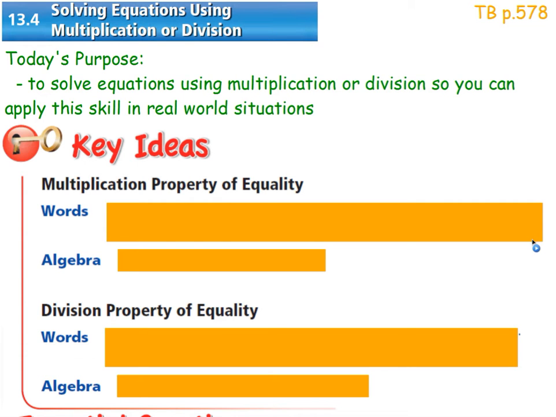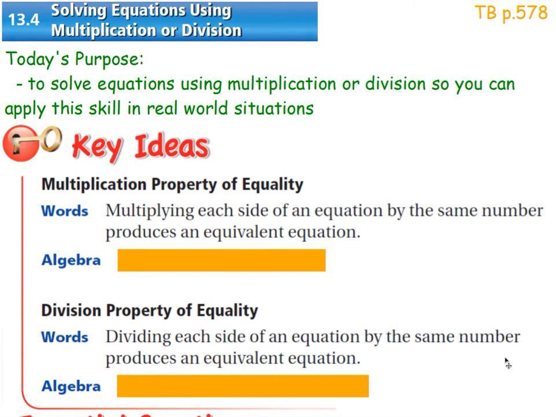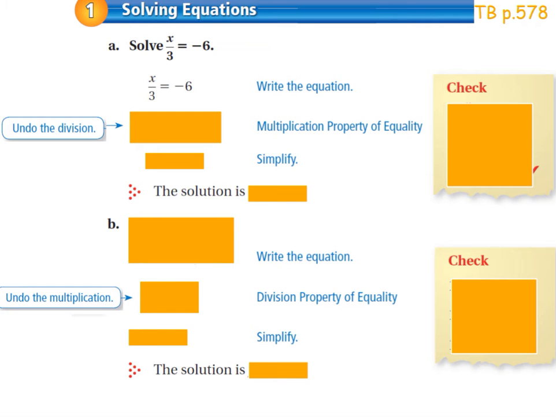Just like addition and subtraction, when you multiply each side of an equation by the same number, it's going to produce an equivalent equation, and the same is true of division. This is nothing new. We've done this multiple times. So now what we're going to do is take a moment and apply this skill to an equation. So let's take a look at A.